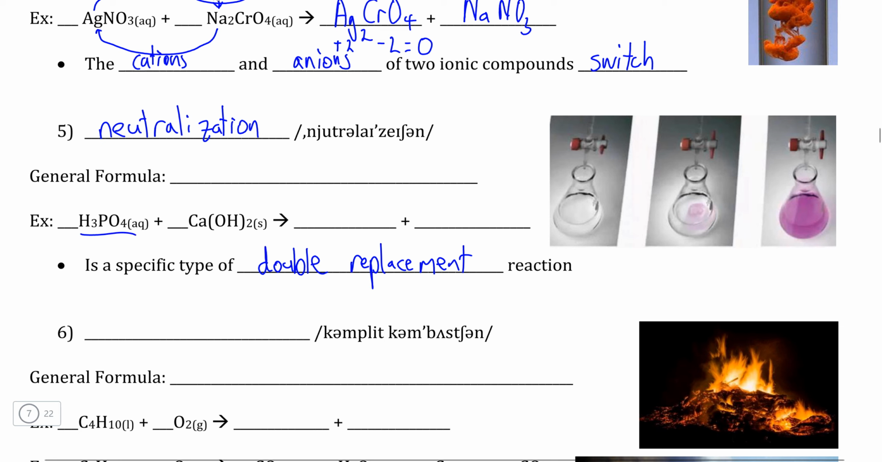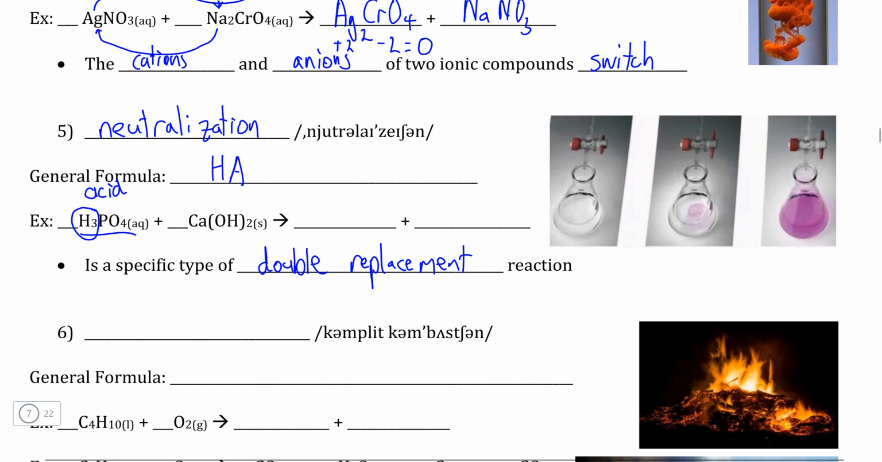So here we can see our first compound is not exactly an ionic compound. This is actually an acid. We can tell because hydrogen is the first element in the compound, and hydrogen is paired with some sort of anion, that being phosphate in this case. So in our general formula, we can designate this as HA, A for acid obviously, and H being the hydrogen.